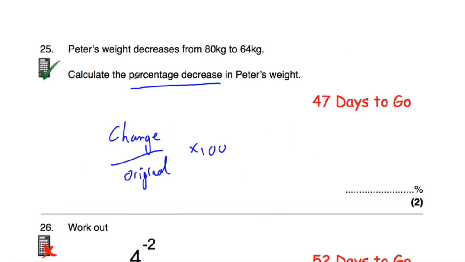So question number 25 is on percentage decrease. And remember, there's the formula change divided by original times 100. And we talked about that in the hints video. So let's work out the change. The change is what it's gone down by. So if we do 80 subtract 64, that's equal to 16.